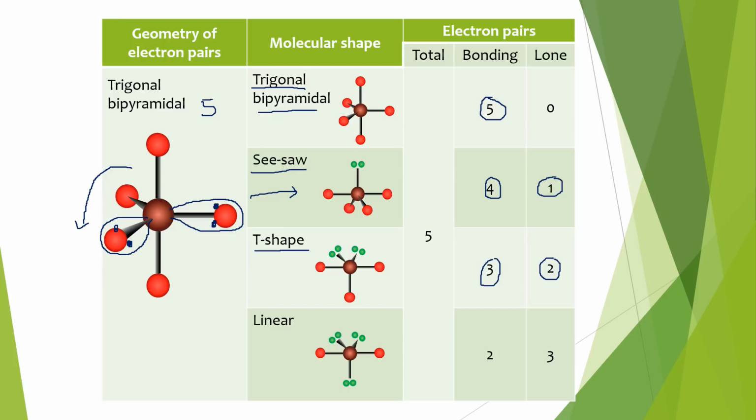And lastly, when the electron pairs consist of 2 bonding pairs and 3 lone pairs, the molecular shape will be linear. And of course, the last lone pair will also occupy the equatorial plane or the horizontal plane. Okay, so this is your third lone pair. So as you can see here, you will get a linear molecular shape. So this is the linear molecular shape.